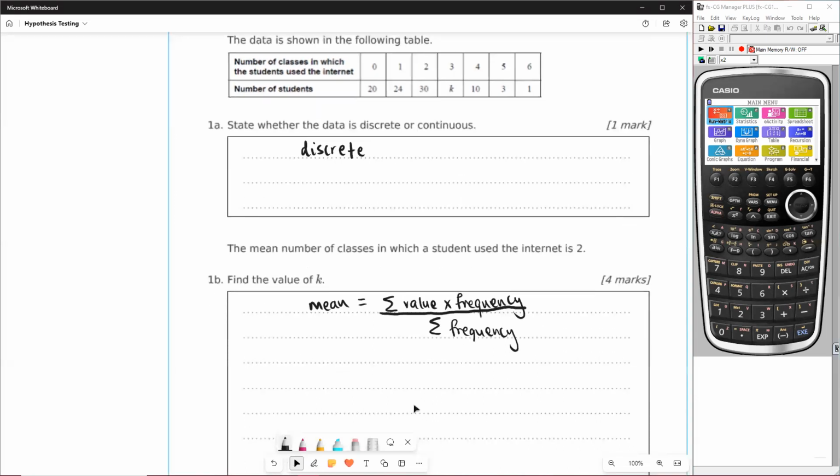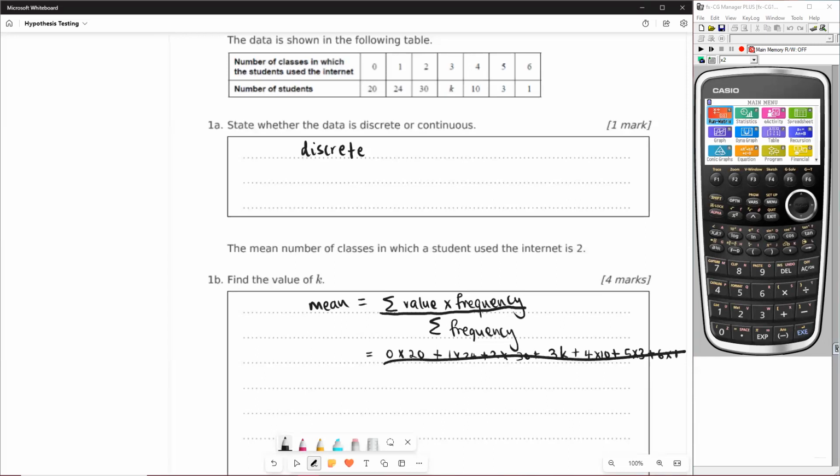So that means we're going to do 0 times its frequency, add 1 times its frequency, and 2 times its frequency. And then 3 times k is 3k, 4 times its frequency, 5 times 3, add 6 times 1. And then divide all of that by the total frequency, which you get by adding up 20, 24, 30, k, 10, 3, and 1. And the question tells us that this mean is actually equal to 2.